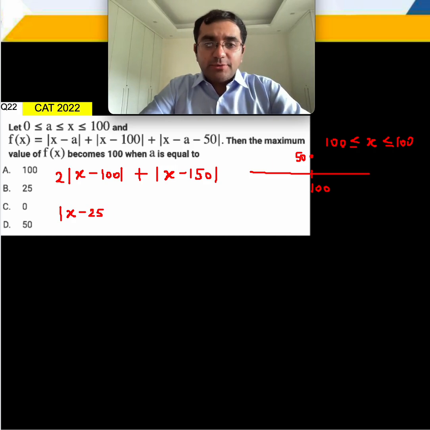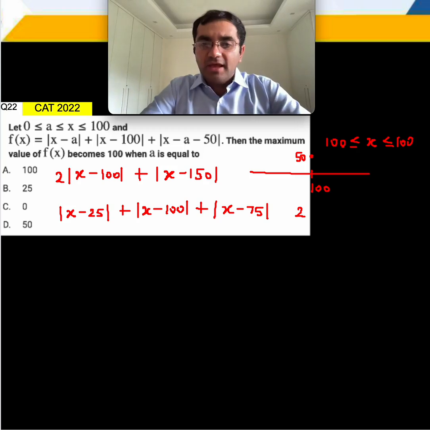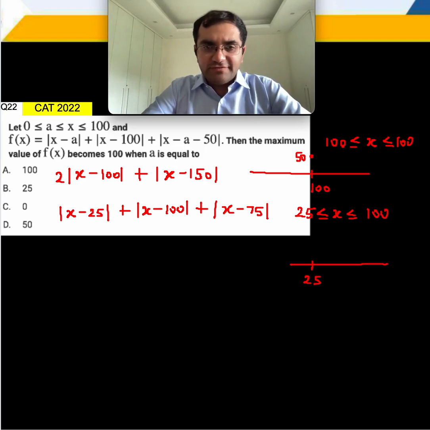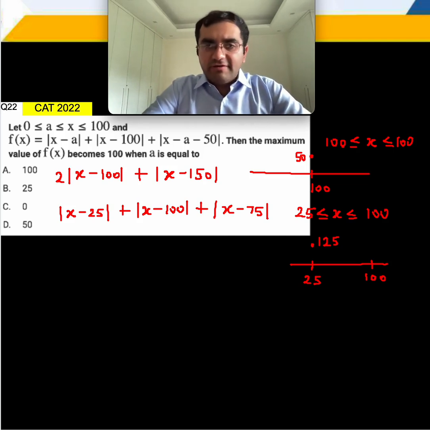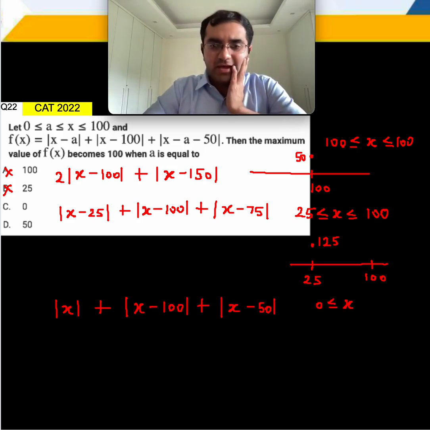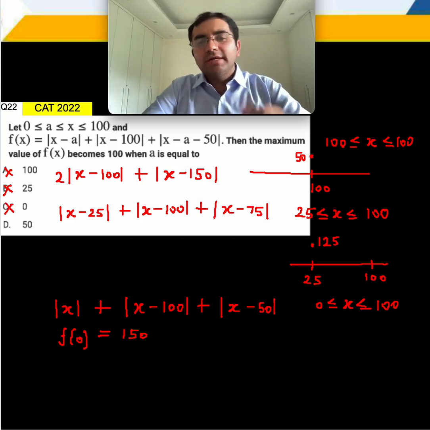Next, let's try 25. X minus 25, x minus 100, and x minus 75 हो जाएगा, where 25 and 100 के बीच में x lie करेगा. So I take the function, I take the first value 25 and I calculate 25 पे what is the function value. So 25 minus 100, 75 and 50, you'll get 125. I need maximum value 100, so therefore B is also gone. C plot करेंगे mod x plus mod x minus 100 plus mod x minus 50 very quickly. So x lies between 0 and 100. So f of 0 अगर आप निकालो तो वो 150 आ जाता है, right? But I need maximum 100. So now I know answer is 50.